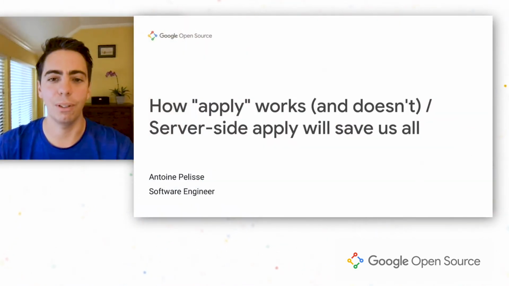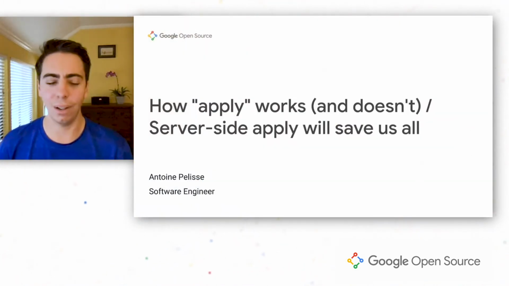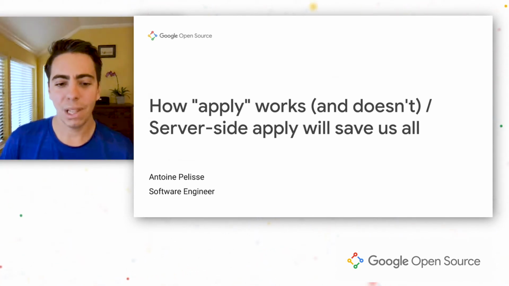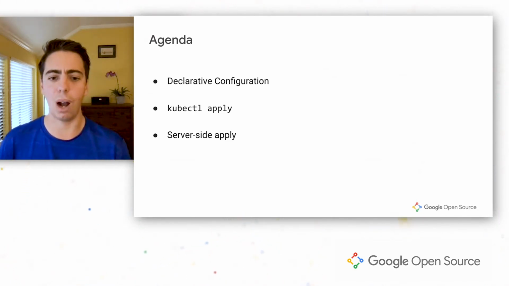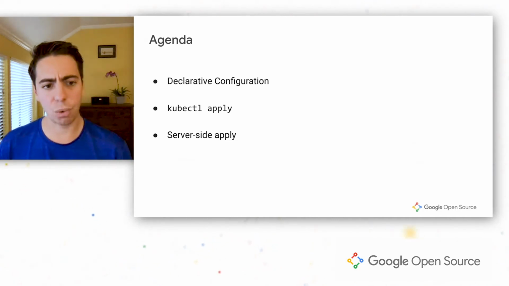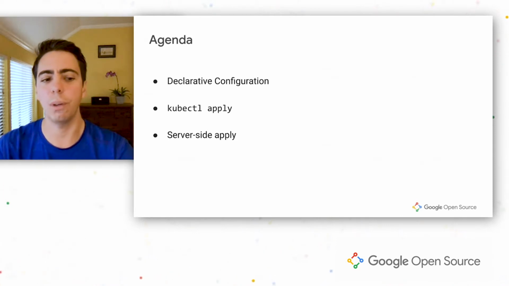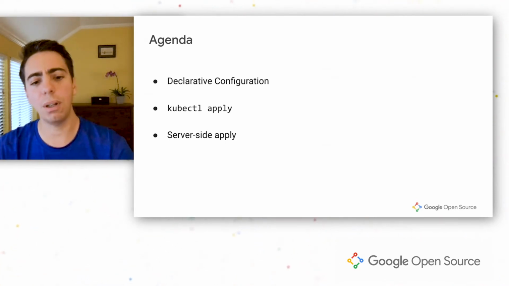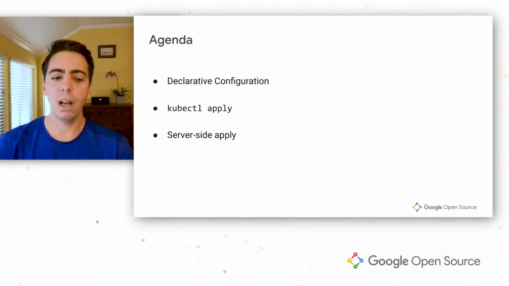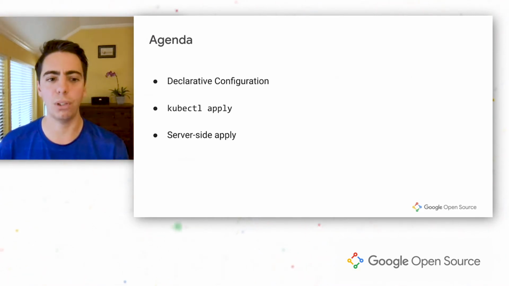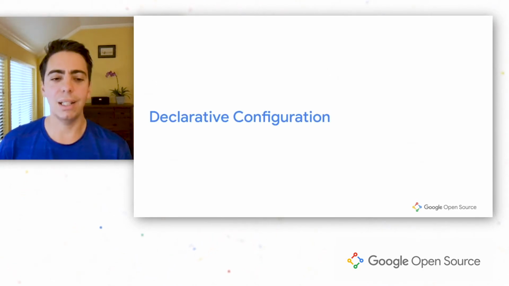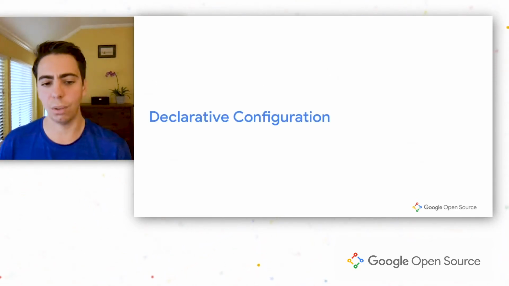And I'm going to talk to you today about how apply works and doesn't, and how hopefully server-side apply will save us all. So today I'm going to talk about declarative configuration a lot because I think it's very, very important to how Kubernetes works and how foundational it is to its success and how it's going to be successful in the future. And so after describing what declarative configuration is, I'm going to talk to you about the implementation that we have in kubectl, which is how we initially implemented the mechanism. And then I'm going to talk about some of the limitations that we found and how we tried to solve them with server-side apply.